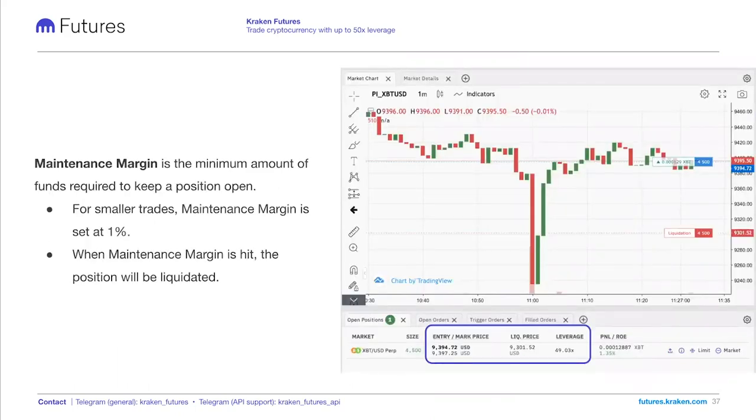The maintenance margin is the minimum amount of funds required to keep the position open. So the maintenance margin will always be lower than the initial margin. The idea being that the trade should be able to go against you a little bit before you get liquidated.